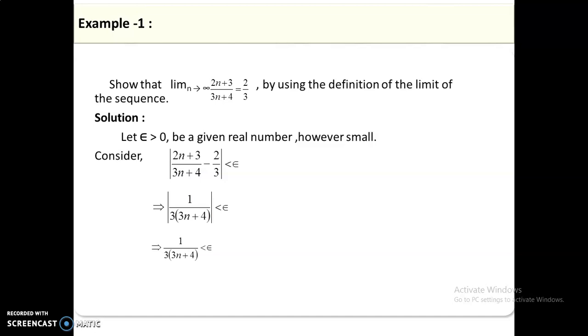Now we can take the limit of (2n plus 3) by (3n plus 4). I want to show that as n approaches infinity, this gives 2 by 3, by using the definition of the limit of a sequence. Let epsilon be a given positive real number, however small. Here xn is (2n plus 3) by (3n plus 4) minus 2 by 3, and I want to see that its magnitude should be less than epsilon.